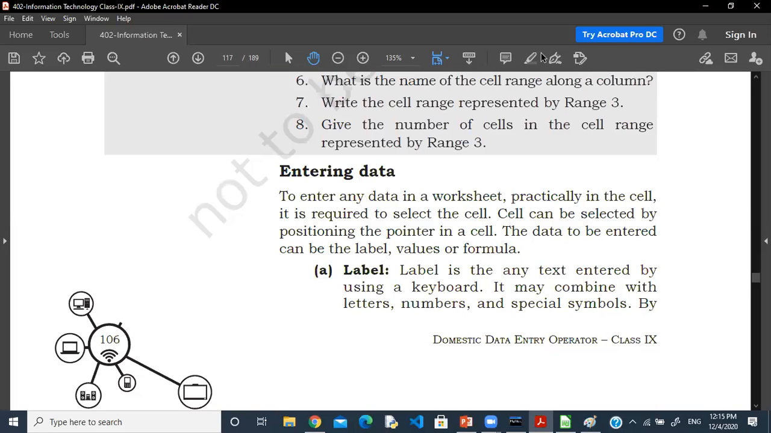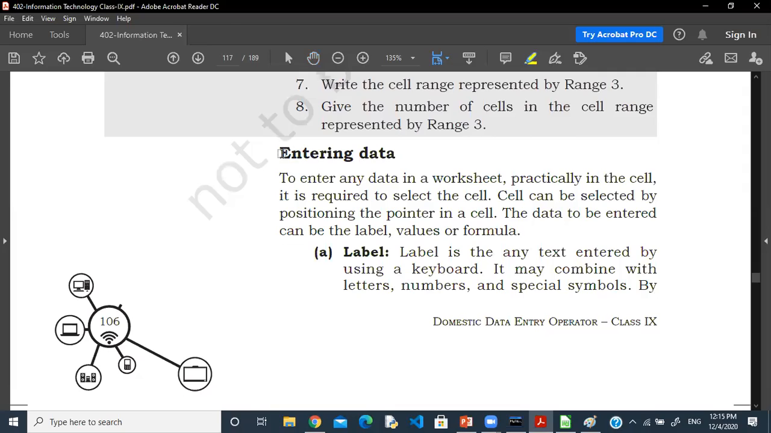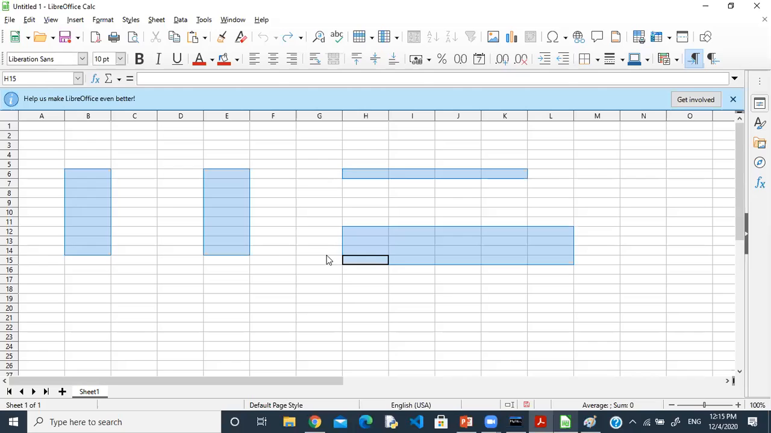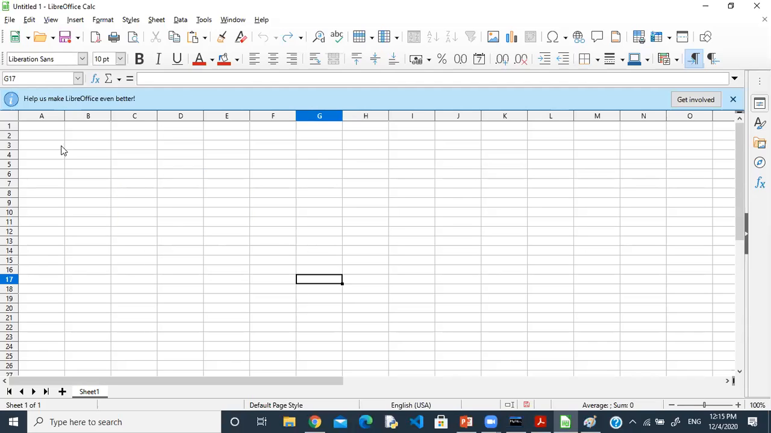Okay. Now we are moving on to the next topic, which is entering data. What is the meaning of entering data? Entering data means we are using this Excel sheet or spreadsheet for putting in some values. So how can you start entering data here? Entering data is not very difficult. Simply put your cursor in the particular cell where you want to enter the value.